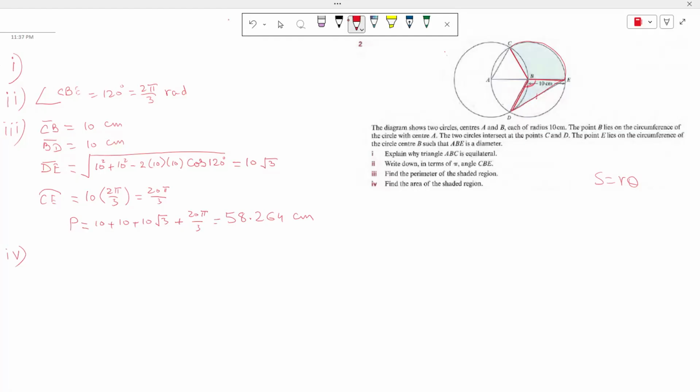Question 4. Find the area of the shaded region. Now I need to find the area of the shaded region. Let me erase all these things again and try to do the area. This area consists of two parts. One is this triangle, and the other one is this sector, part of the circle. Let's find these two areas.